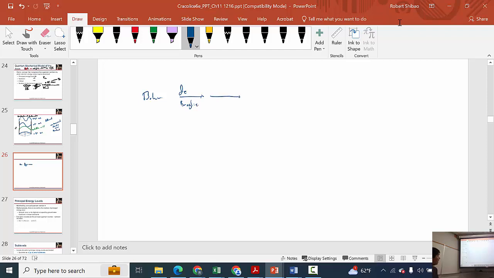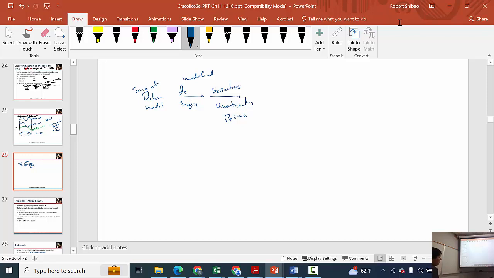This is wave-particle duality, and then we have Heisenberg. Now Heisenberg, we'll just say some of the Bohr model was retained and modified. Heisenberg is most famous for the Heisenberg uncertainty principle.